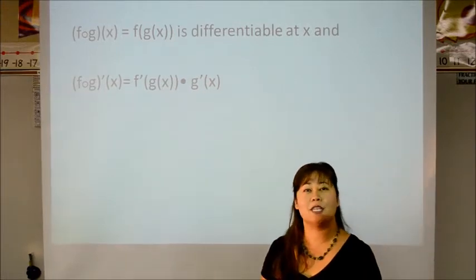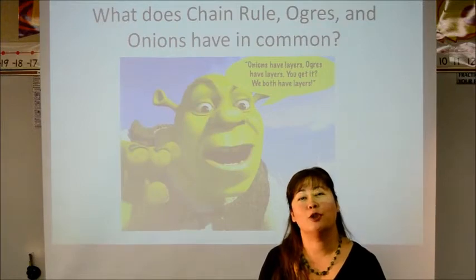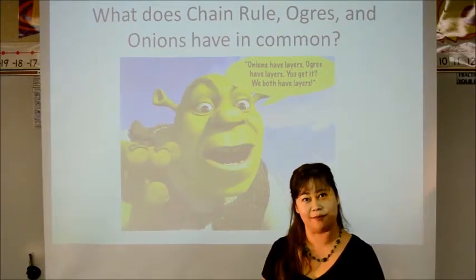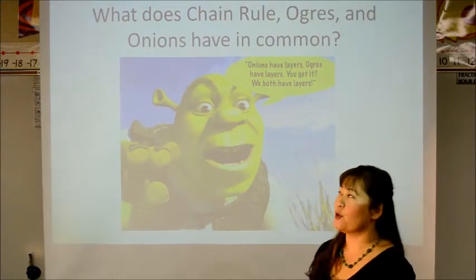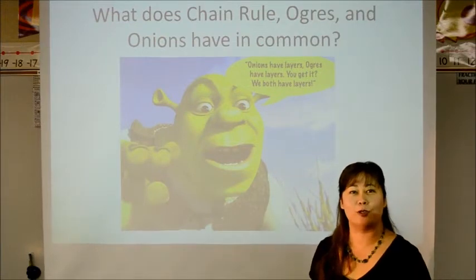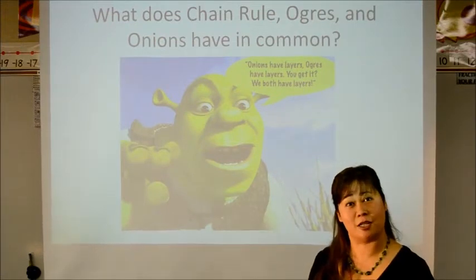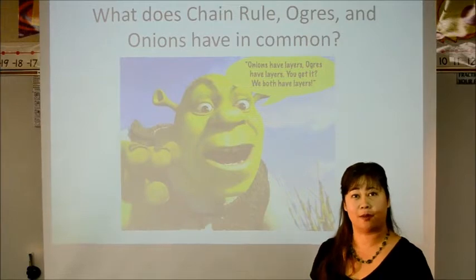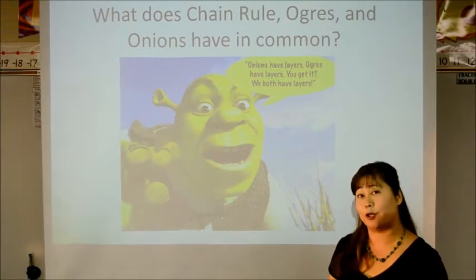But before that, let me give you a riddle. What does a chain rule, an ogre, and also an onion have in common? Yes, they have layers. So similar to that, we're going to have some layers when we do the chain rule. Think of it as like an onion. You're going to have some layers involved in this, okay? And it can also make you cry if you don't do it correctly.